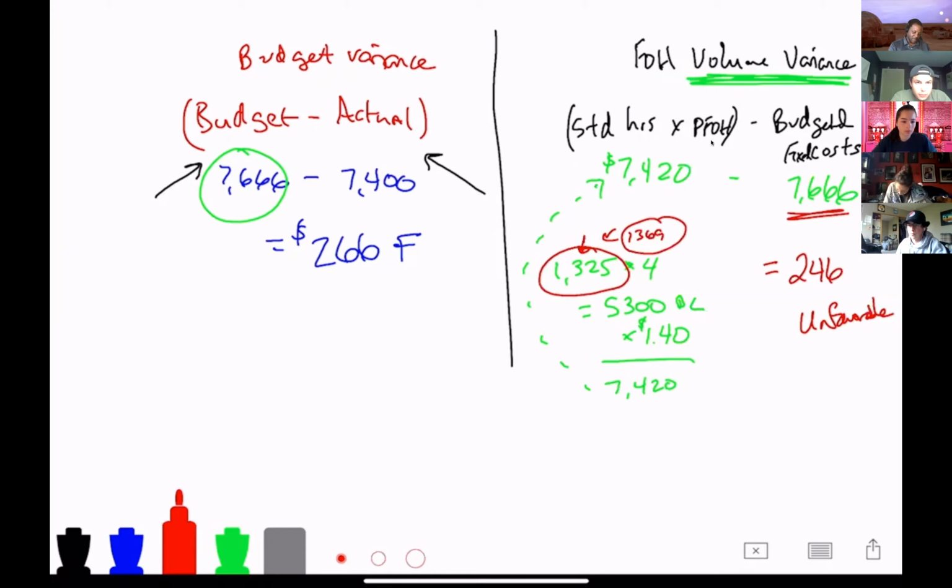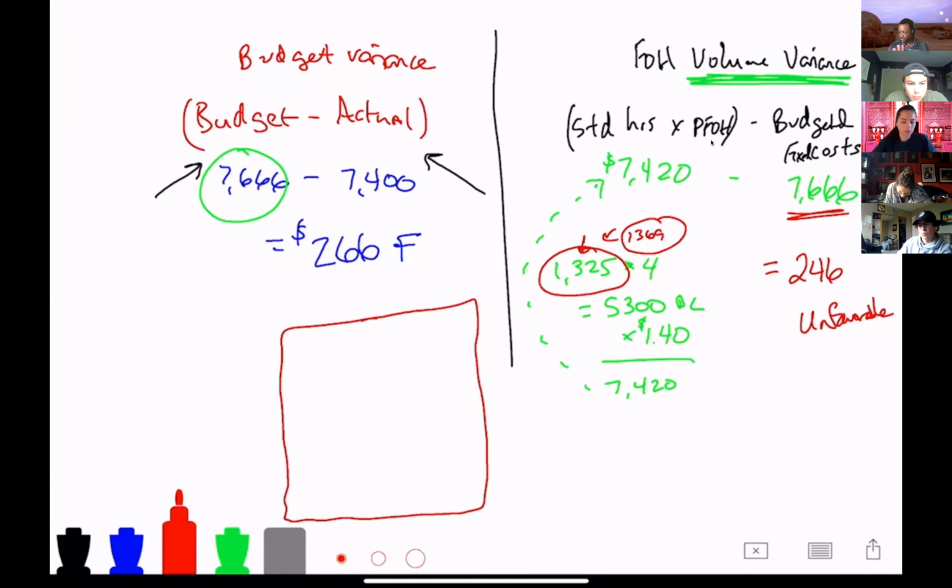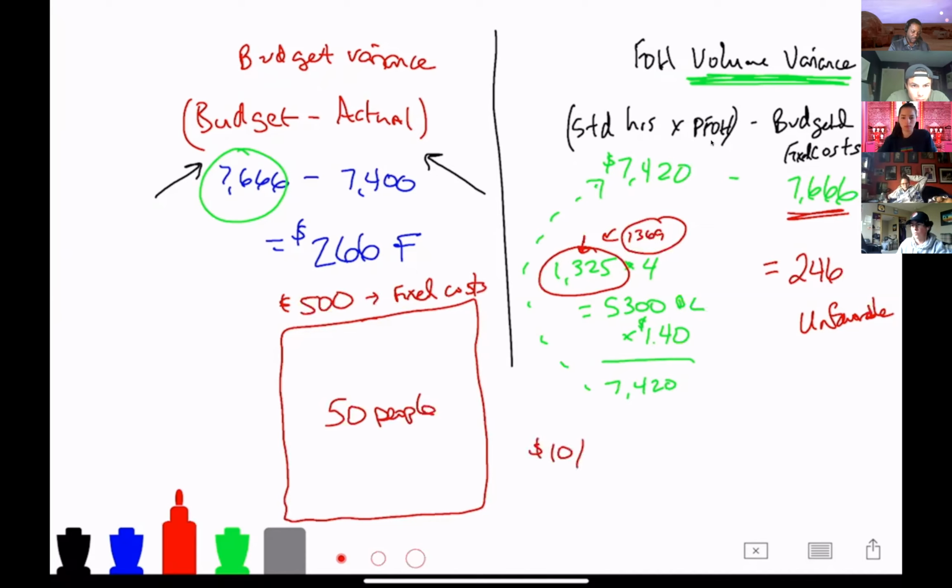Let me give you another example. Let's say I'm going to rent a room to have a conference in. This is pre-COVID-19, y'all. And they're going to charge me $500 to rent the room. That would be considered a fixed cost. Let's say I plan on having 50 people in the room. So my predetermined fixed overhead rate per person is going to be $10. $10 per person.